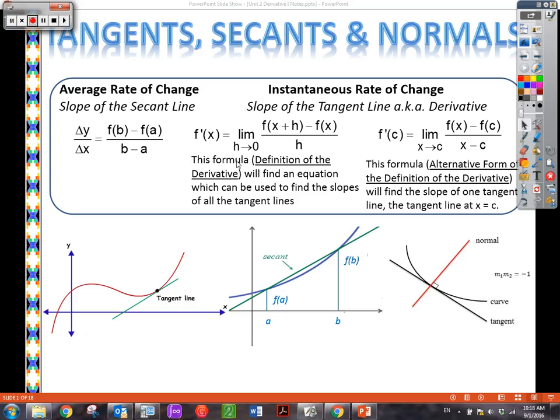Right, so let's take a look at our lesson for today. Our lesson is going to be on tangents, secants, and normals. So we're just now getting into derivatives, and these three concepts are pretty important.